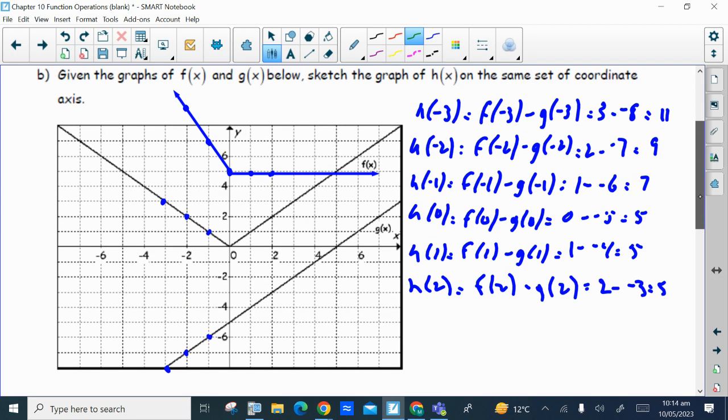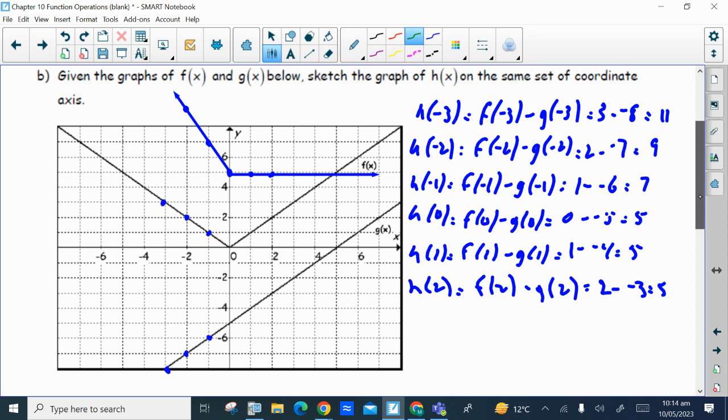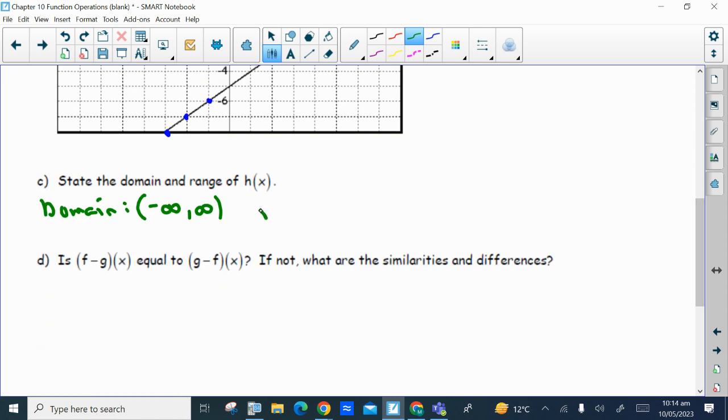But we can see the range does have restrictions. As the graph goes to the left, it's going to continue rising forever. But as it goes to the right, it's going to stay flat. This graph has a minimum value of positive 5, and it goes upwards forever. So our range would be from 5 to positive infinity.